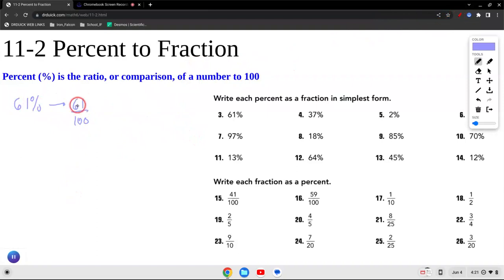If you can reduce this, usually if it's an even number, you can immediately cut it in half and go further. You can make this fraction a little smaller. So you want to reduce to the simplest form. In this case, it's stuck. So it's just 61 over 100 is the answer to this.